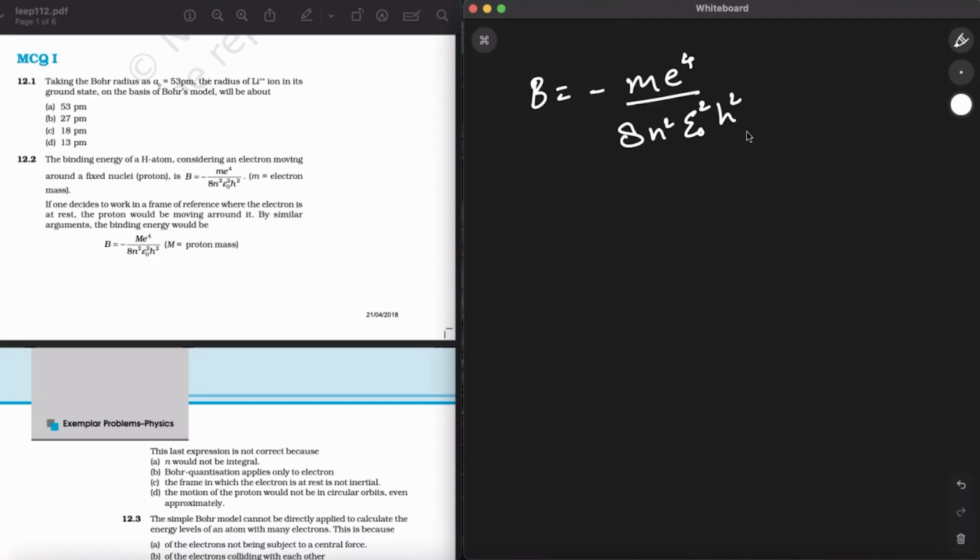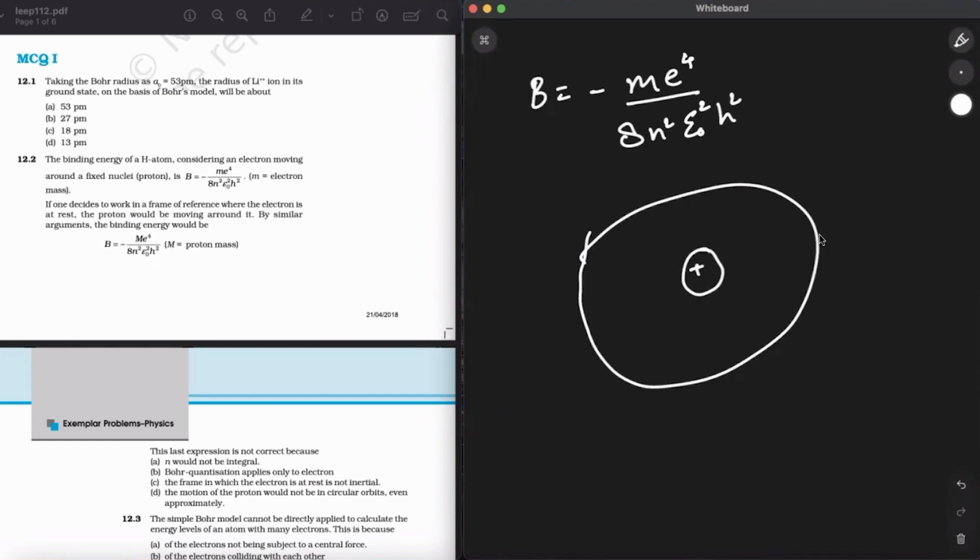No, I don't think this will happen. See, proton, electron. It is moving in a circular orbit. But if you put this at rest, suppose you are standing over here, then you will see that the proton is moving like this. Now, you will go here, it will look like the proton is coming towards you.